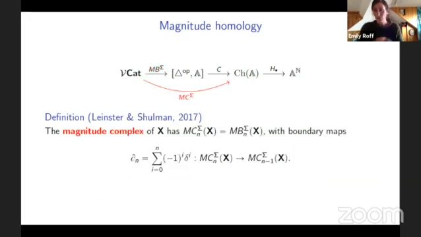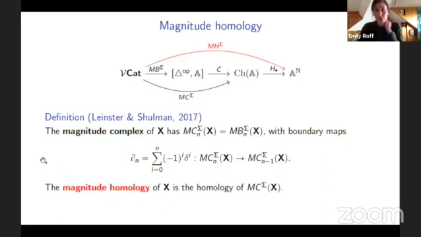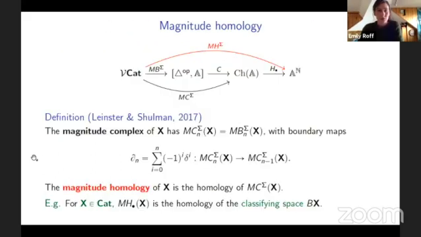Okay, so the magnitude complex of X is the unnormalized chain complex associated with the magnitude nerve, and the magnitude homology of the V category X is defined to be the homology of its magnitude chain complex. So in particular, for an ordinary small category X, the magnitude homology is just returning the homology of the classifying space, the geometric realization of its nerve.